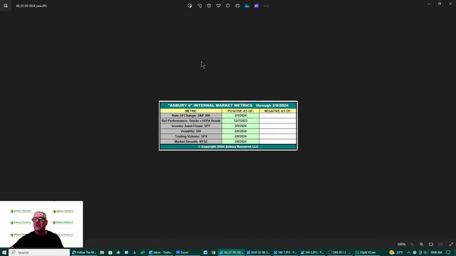Our Asbury 6 is meant to be really an indicator rather than a model. I built this metric probably 5-6 years ago. It could have been even a little longer than that. The reason I did is because the way the market traded day to day started to change. I think a lot of the reason for that change was a lot more computerized trading, a lot more algorithmic trading. By some estimates, 80% of the daily trading volume in the stock market are these algos.